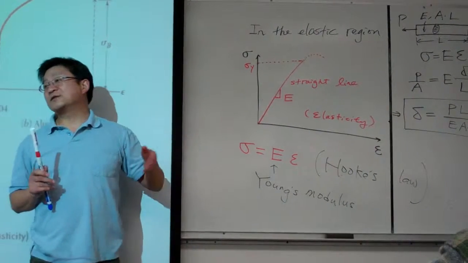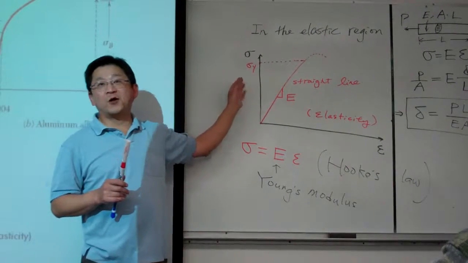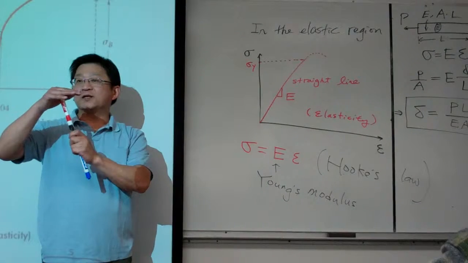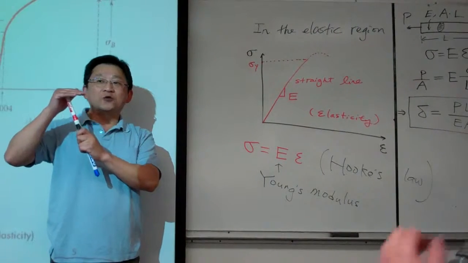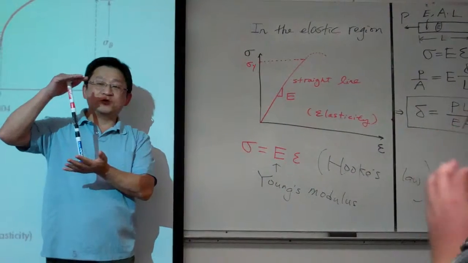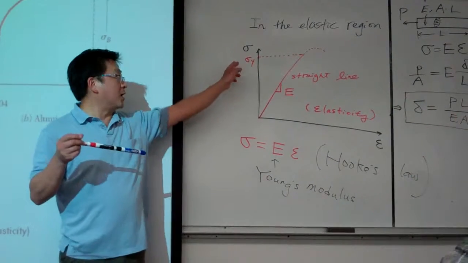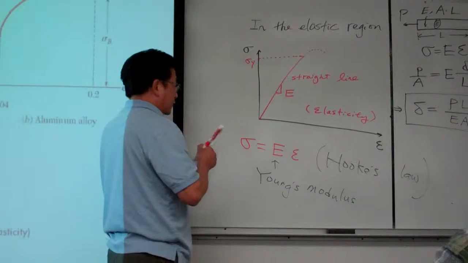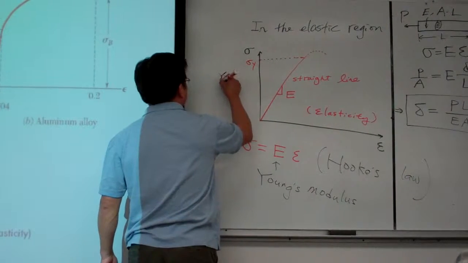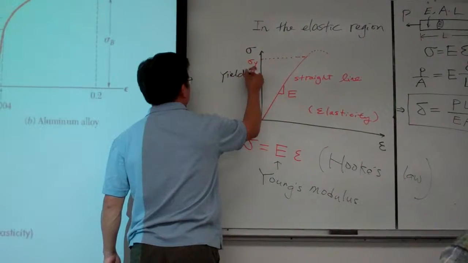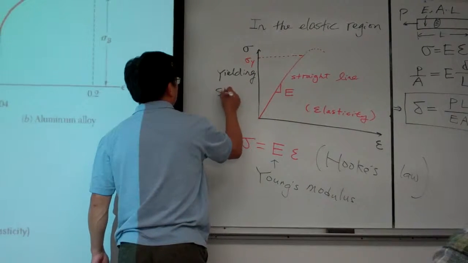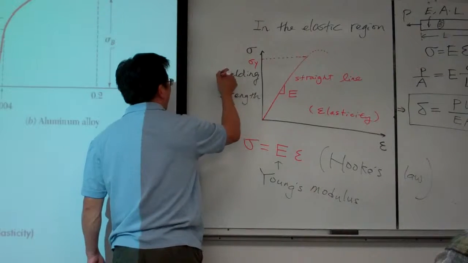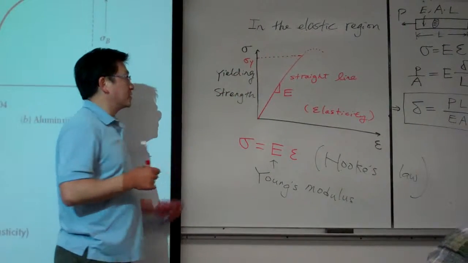So people would ask, how to use sigma y? Sigma y is a threshold. If you want this material to be loaded in the elastic domain, you make sure the material shouldn't be loaded exceeding this number. And this one, sigma y, is called the yielding strength.